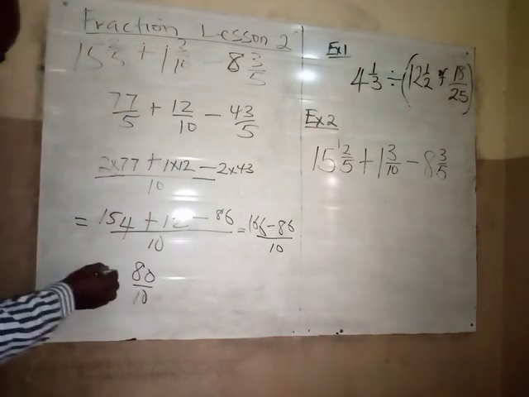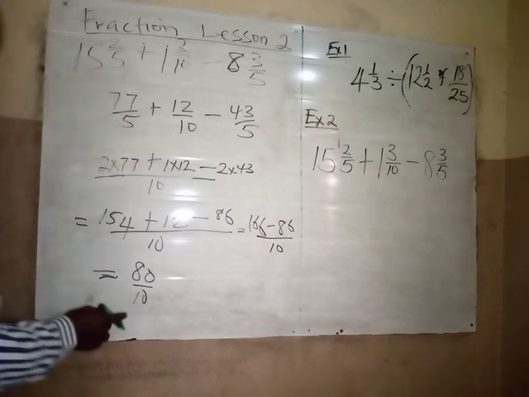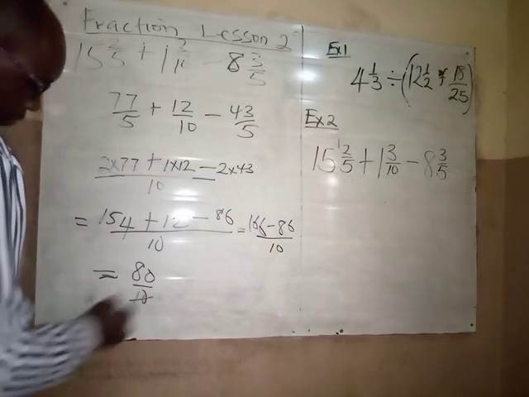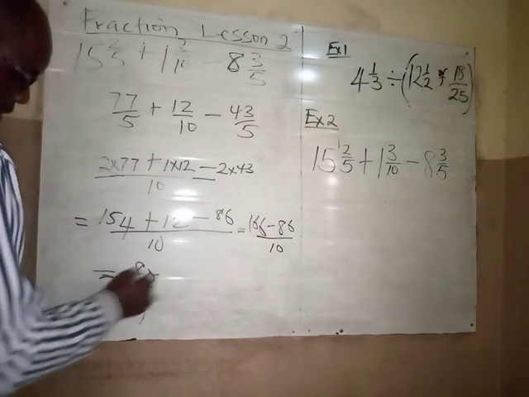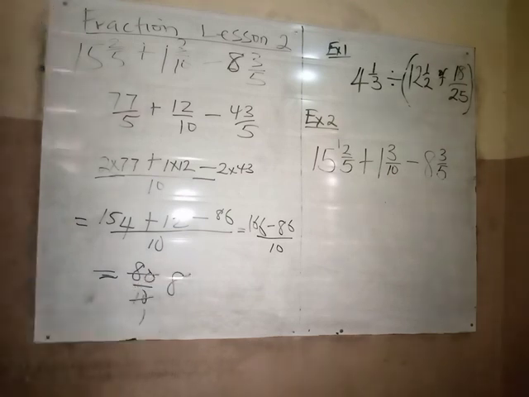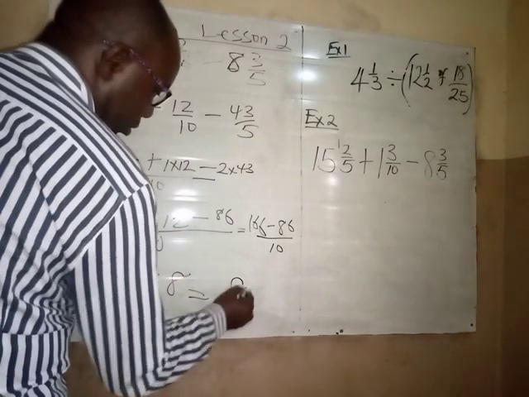80 over 10, and you can actually cancel: 10 divides itself 1, and 10 divides 80 to give me 8. So your answer becomes 8.